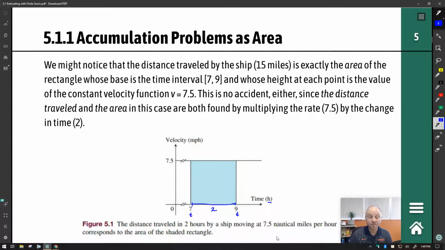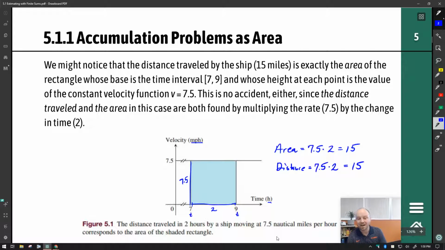Then the velocity function was constant, right? So it's a horizontal line when we graph it. Velocity in miles per hour, 7.5. So that means the height of this rectangle is 7.5. So the area of the rectangle is the height, 7.5, times the base, 2, and that's 15. Just as the total distance traveled on the last screen was equal to the rate, 7.5, times the time spent traveling, 2. So again, 15 nautical miles. It's no accident, since the distance traveled and the area are both found by multiplying the same two numbers together.